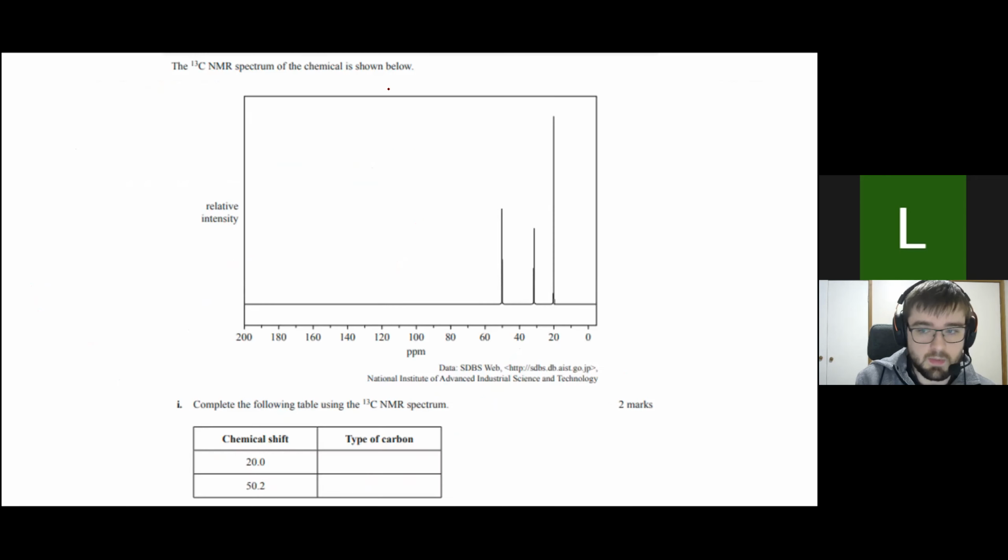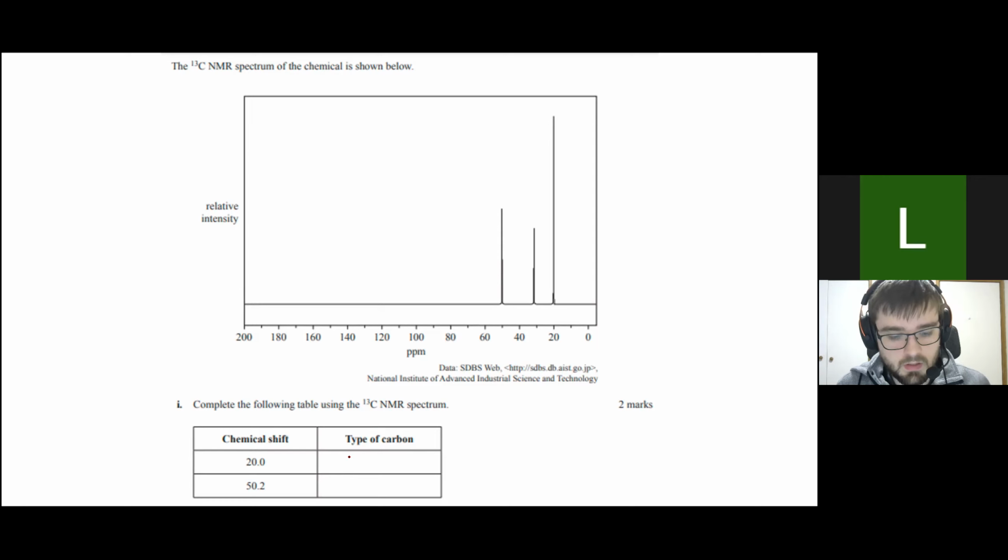All right, now we get the carbon NMR spectrum of the chemical that's shown above. So we've got the chemical shifts here. So we can go and look those up if we want. And 20 is probably something like either a CH3 or a CH2. It's kind of a bit hard for that.